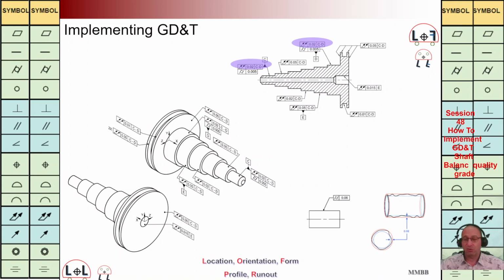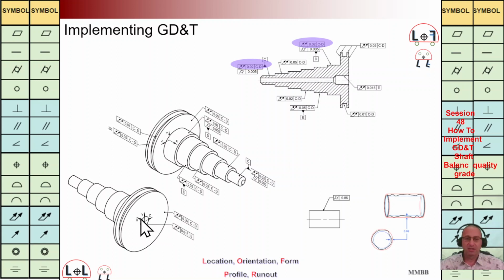In order to control coaxiality between C and D, we are going to have this total run out. And then when we define this coaxiality between C and D, for the rest easily we can have this total run out with respect to CD axis.